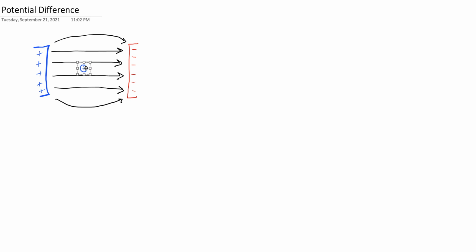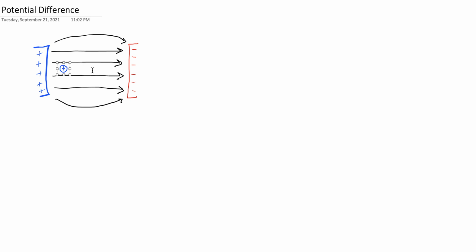All right, but what if I don't want that charge to move to the right? I want to move it to the left. In order for me to do that, it is going to require some work from me. I'm going to have to expend some energy to get that point charge to move to the left. Then naturally it would want to move back to the right.